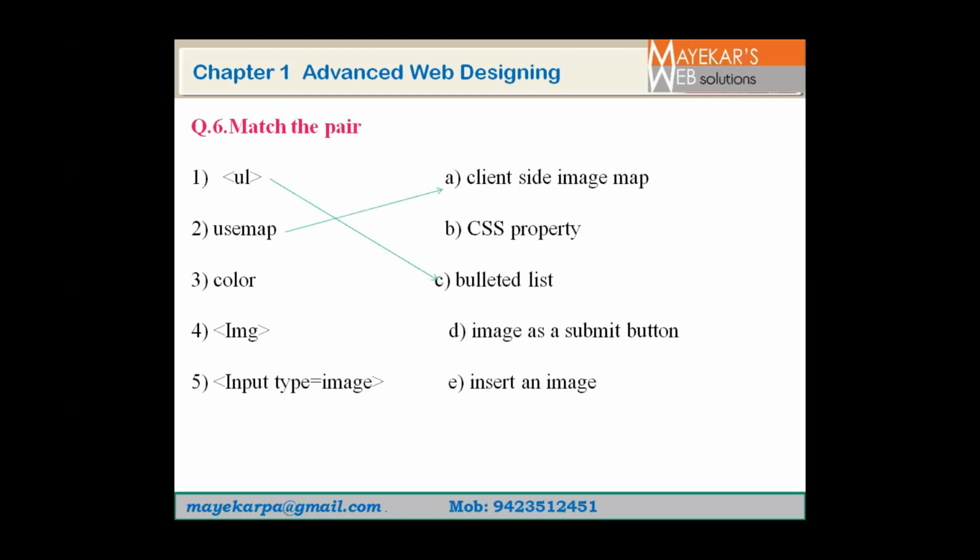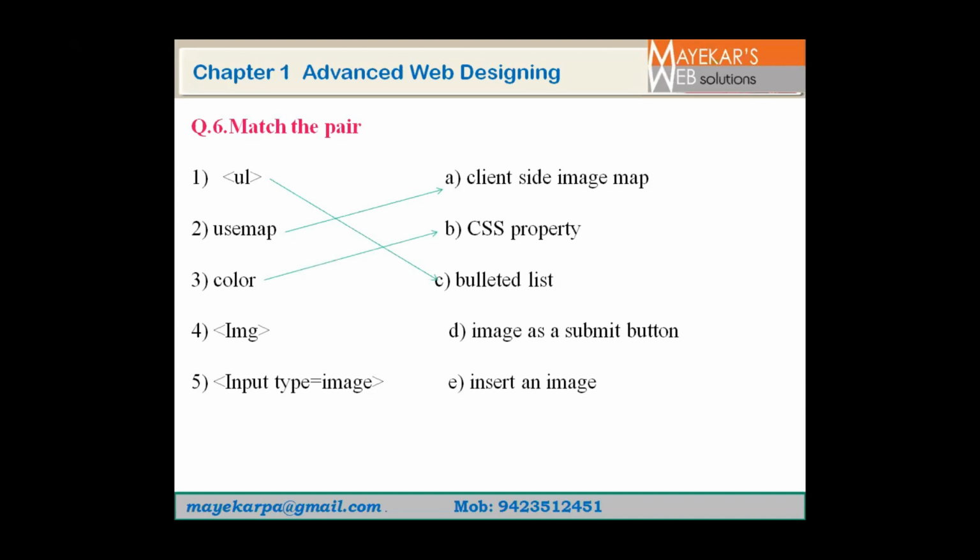Now next is the third, color. Color is an attribute, or color is a property. Client side image map is already done, so next is CSS property. Color is a CSS property by which we can apply any color to the text. So font color can be displayed by using the color property. So color is a CSS property.